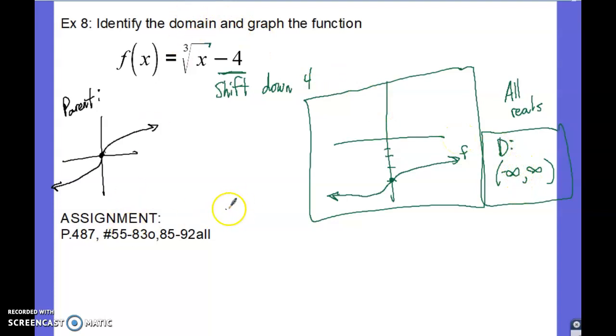And you should be ready to do your assignment. Notice I do want you to do all of 85 through 92. Okay, odds for these, all of those. So enjoy.